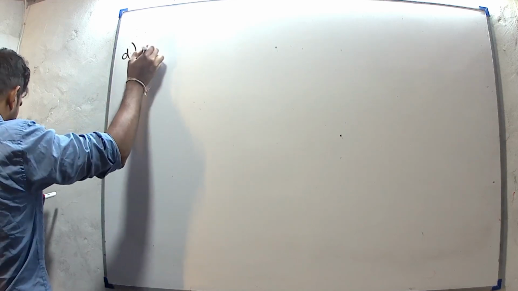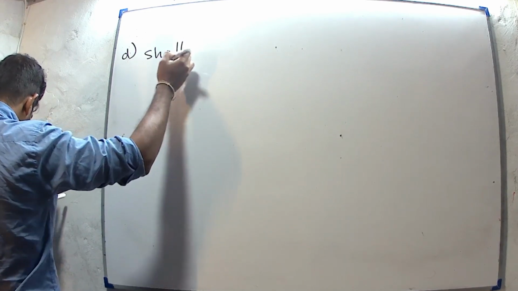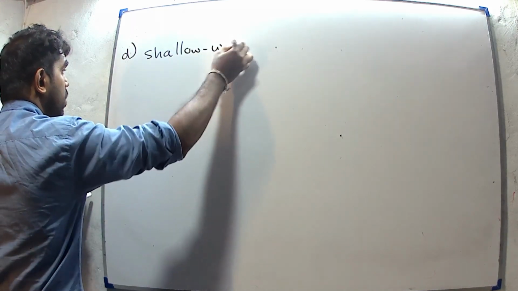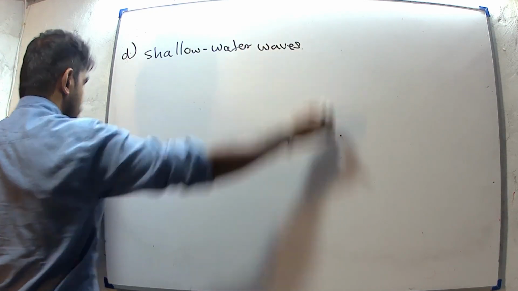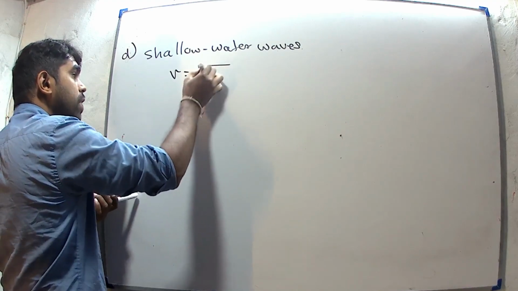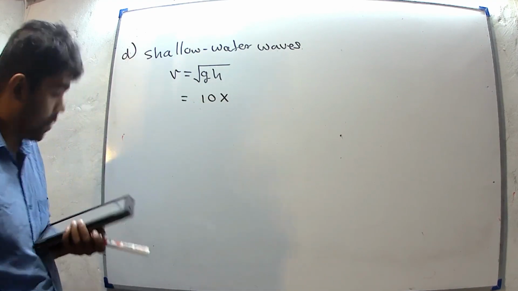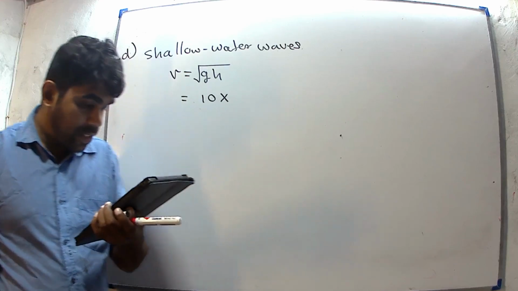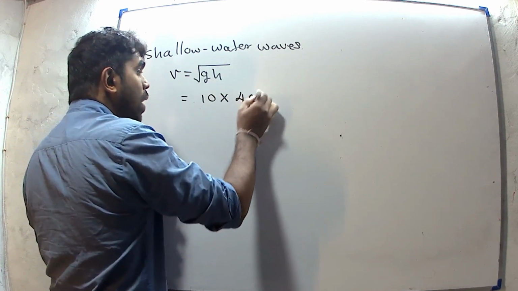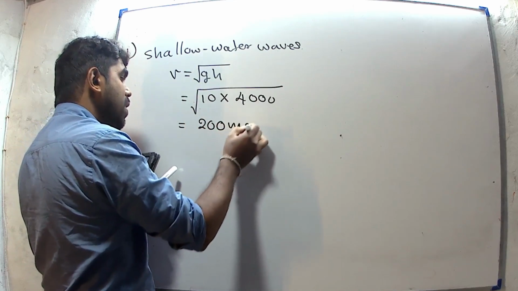Then the answer for part D: shallow water waves. Now we have to calculate the speed. For calculating speed, they have given the equation v equals root gh. g is the gravitational acceleration; we can use it as 10. The depth of the sea for the calculation is given as 4 kilometers, 4,000 meters. Root of 40,000 is 200 meters per second.